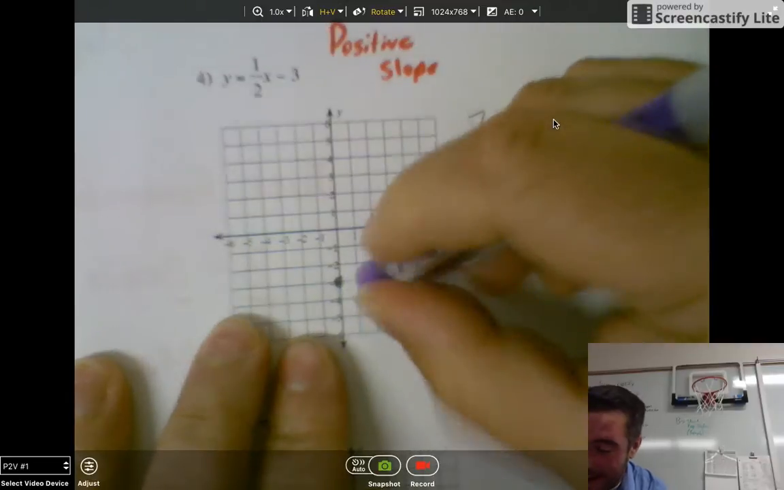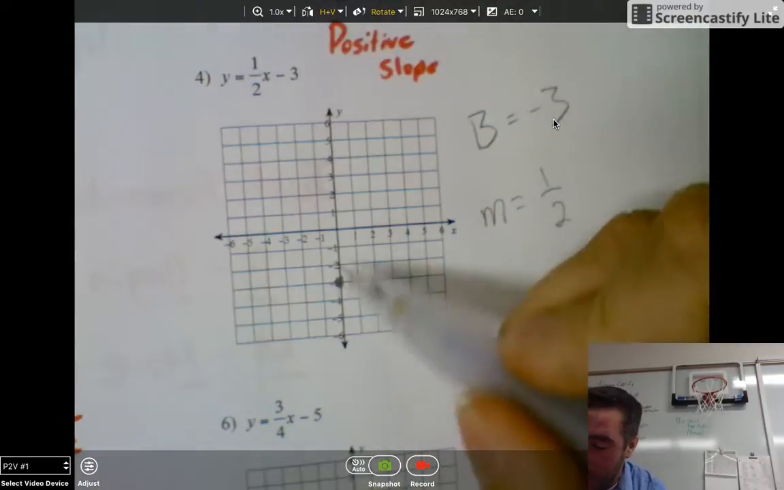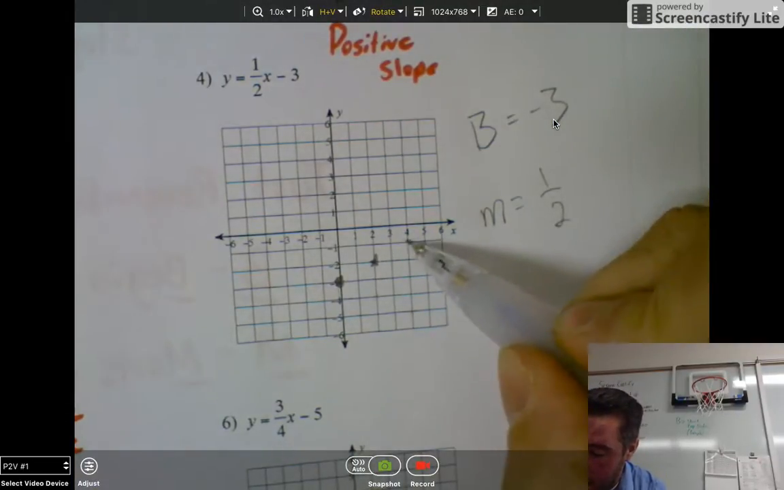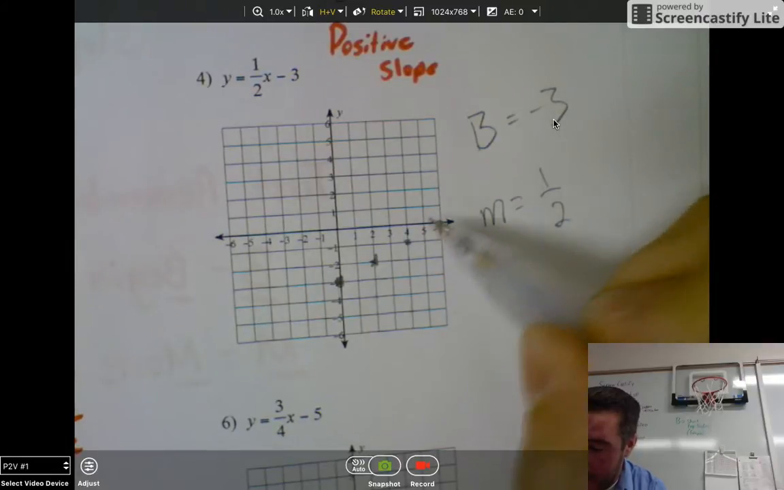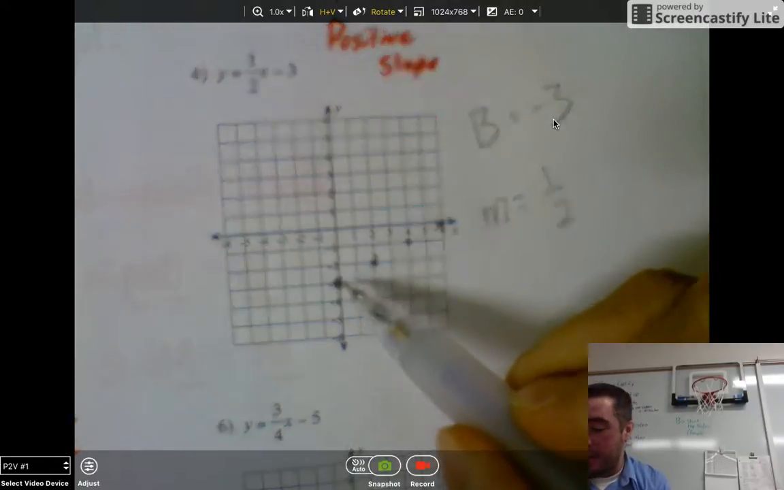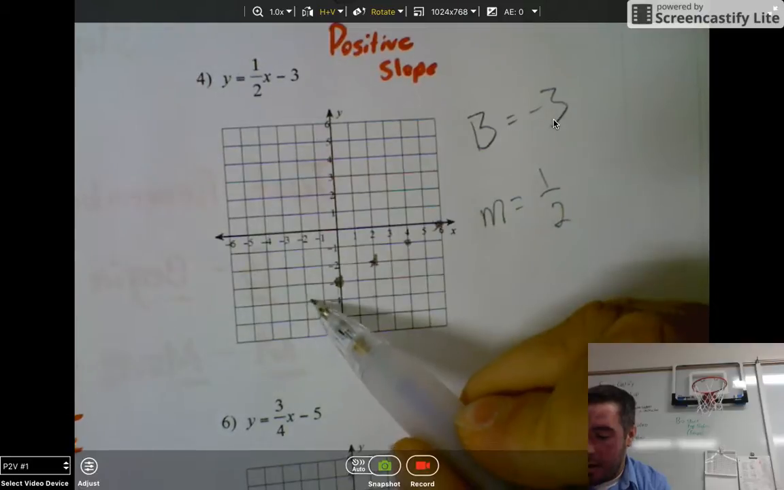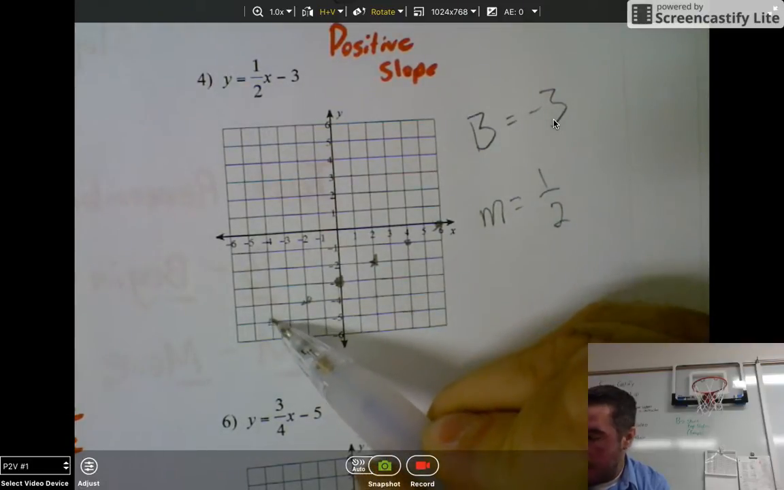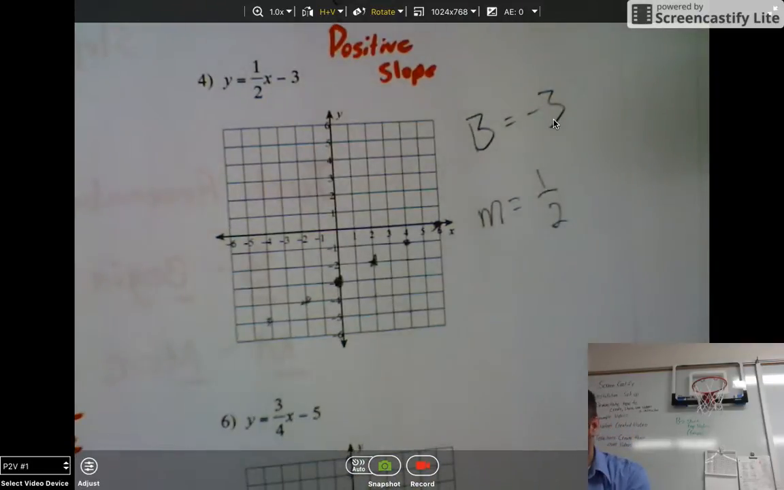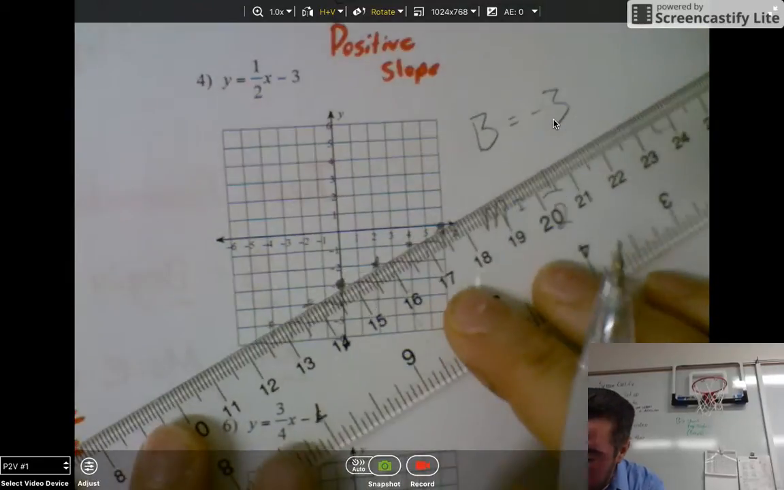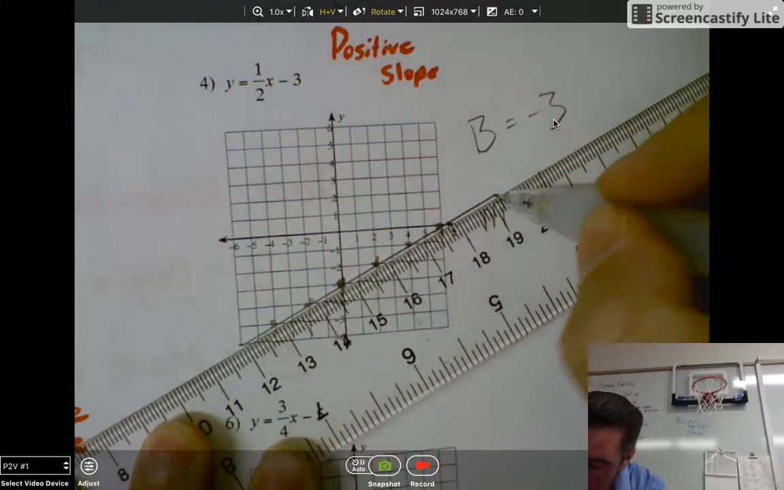Of course not. It's positive. So I'm going to go up 1, right 2. Up 1, right 2. And I can get more points if I do the opposite, which is down 1, left 2. And that looks pretty good. I just connect my points. And it looks like that.